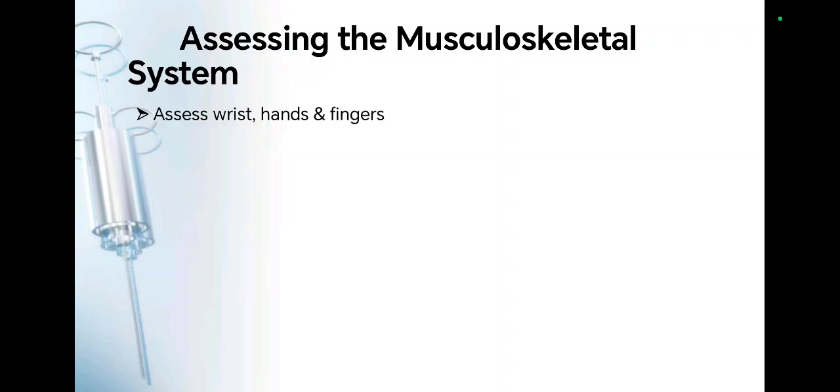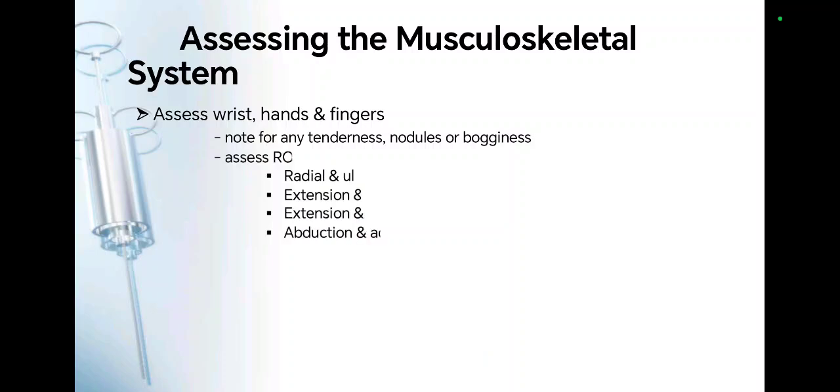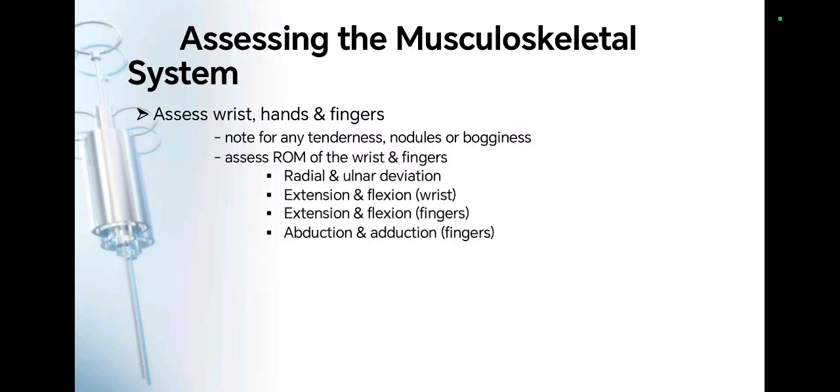So for the wrist and hands and fingers, you note for any tenderness, nodules, or bogginess, and assess for range of motion. The same: radial and ulnar deviation, extension, flexion of the fingers and the wrist, and abduction and adduction of your fingers. So you may also assess for signs of carpal tunnel syndrome.